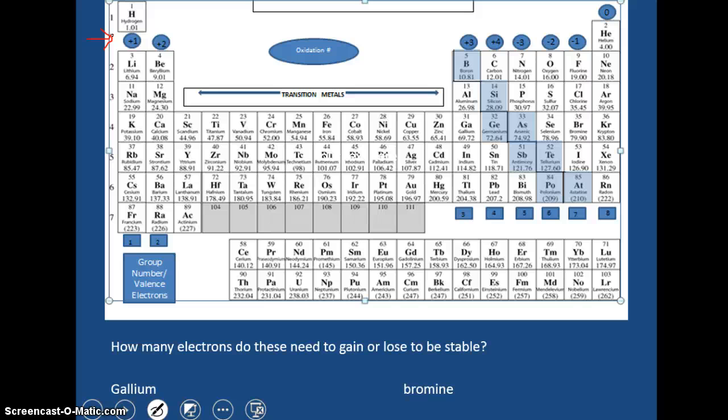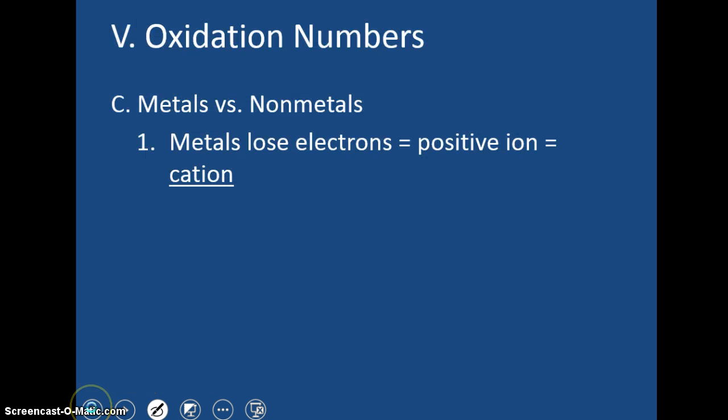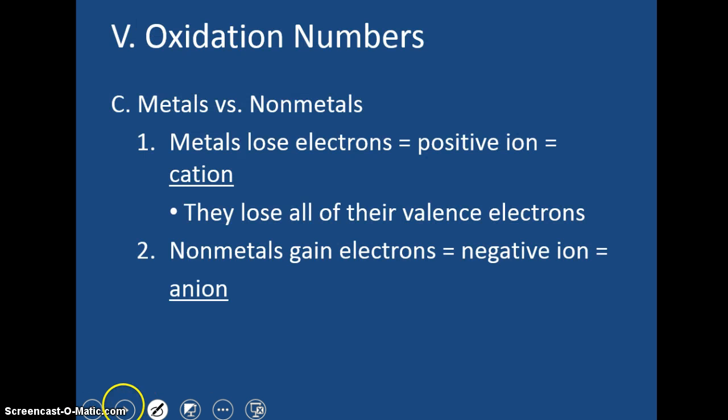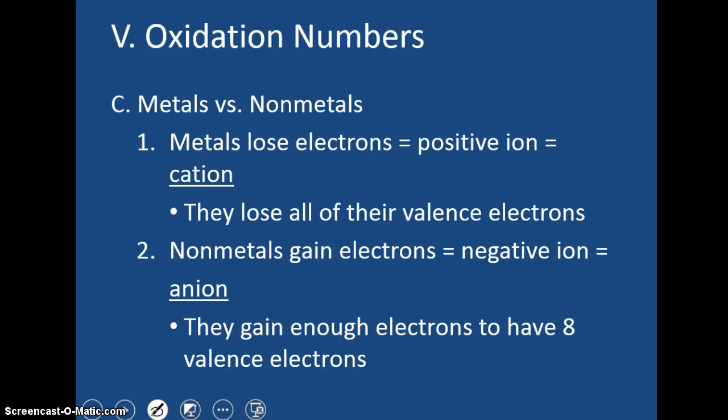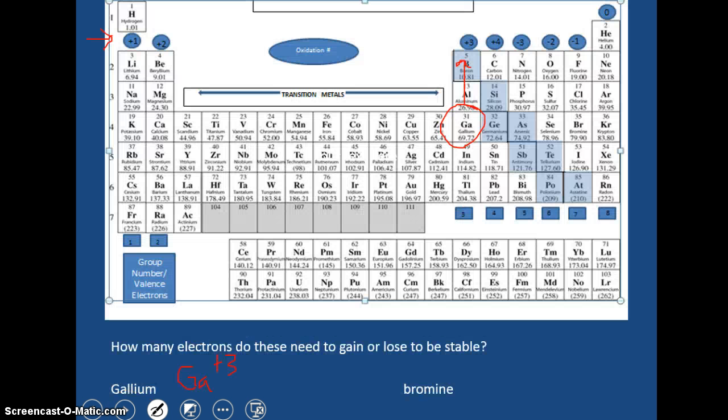So now what you want to do is figure out how many they need to gain or lose. So first you should find gallium. So gallium is right here. If you were to write gallium with its oxidation number up top, it would be gallium +3. Because it's a +3, it is positive, so that means it's going to lose all of its valence electrons. So gallium will lose electrons, and it lost 3 valence electrons.